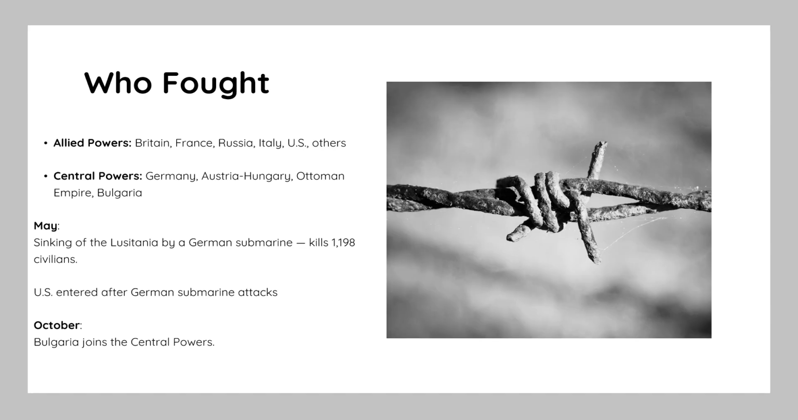During the war, the two major sides were the Allied powers and the Central Powers. The Allied powers included Britain, France, Russia, Italy, and later the United States. The Central Powers were Germany, Austria-Hungary, the Ottoman Empire, and Bulgaria. You'll also notice events like the sinking of the Lusitania by a German submarine. This attack killed civilians and helped push the United States into the war.